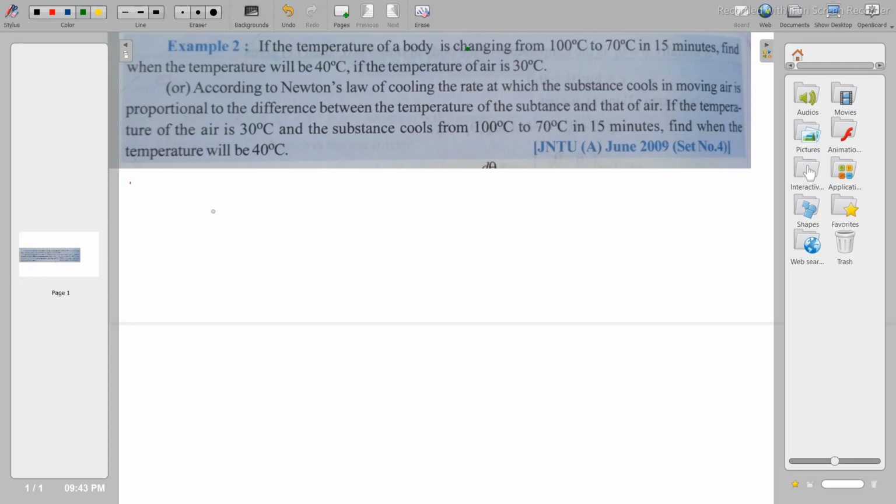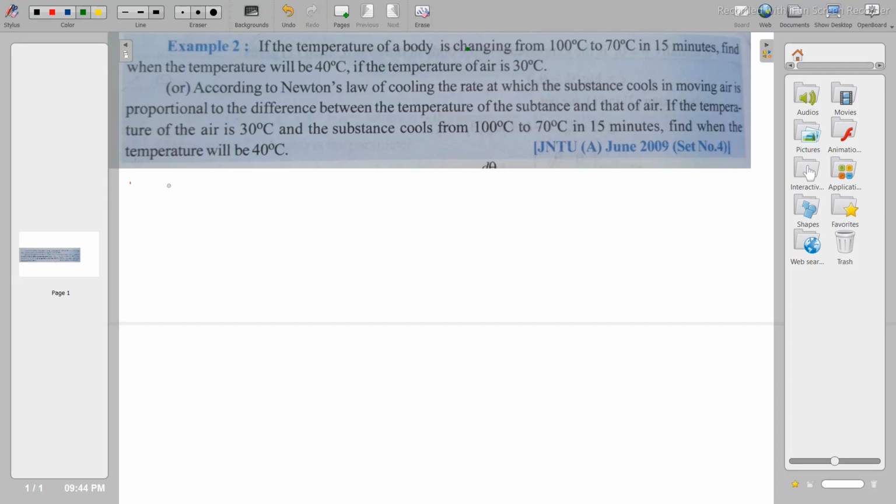The question says, if the temperature of the body is changing from 100 degrees Celsius to 70 degrees Celsius in 15 minutes, find when the temperature will be 40 degrees Celsius if the temperature of air is 30 degrees Celsius. So again we have theta and theta naught both here. So let us see part by part.